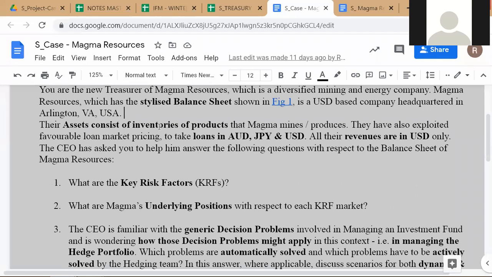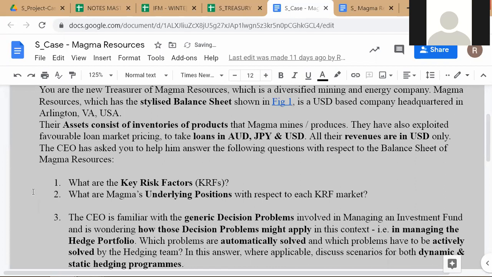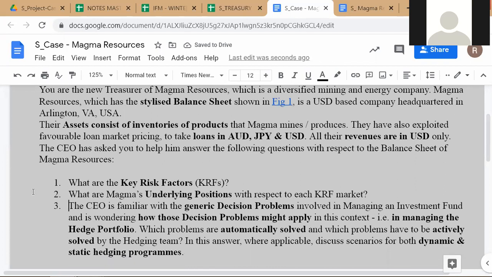Yeah. So what's happening is this: the case is centered on this new treasurer of Magma Resources. The balance sheet, you've already seen that. Now these are the questions. What we can do is maybe compress these so we can see more of them together. Okay.